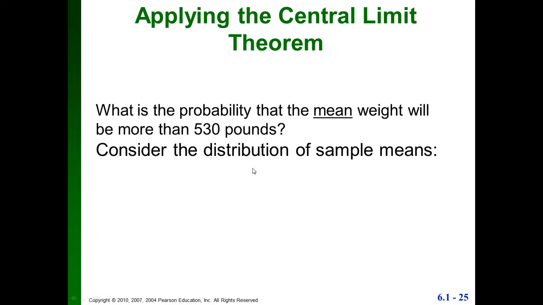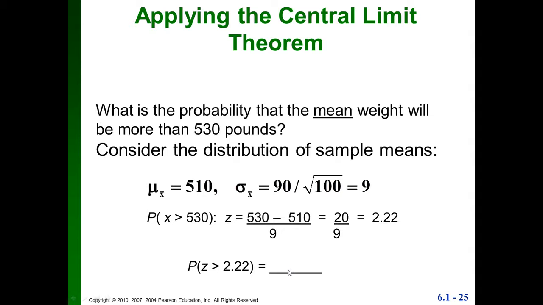Okay, so we write down our information. We know that our mean is 510. We know that our standard error is going to be our standard deviation divided by the square root of the sample size, which is going to be 90 divided by the square root of 100, which gives you 9. Now we find that 530 as a z-score, which is 2.22. We find that probability in the tables, and then we find our answer.